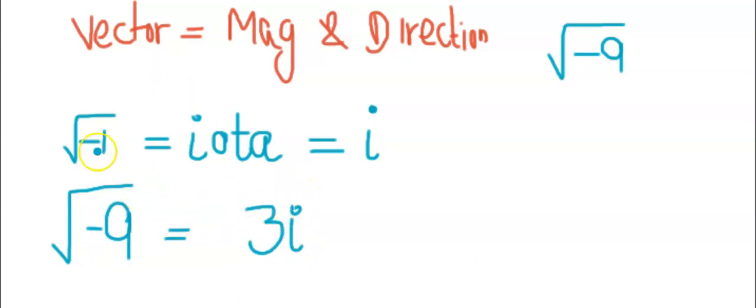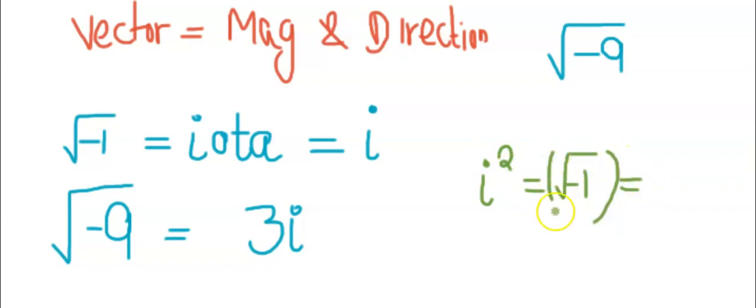One other thing: because we said i is the square root of -1, what if I want to do i squared? If I do i squared, that's going to be the square root of -1, squared. If you square that, the answer is -1. You can put that in the calculator. So i squared is -1.